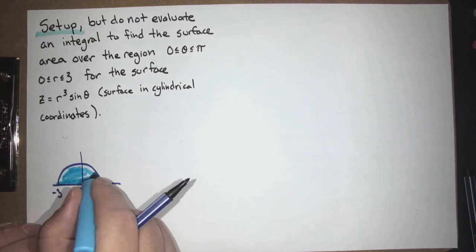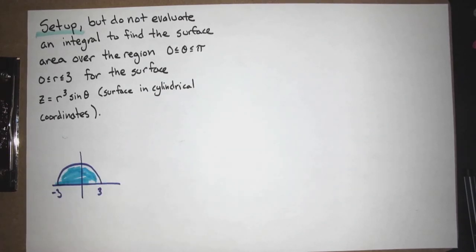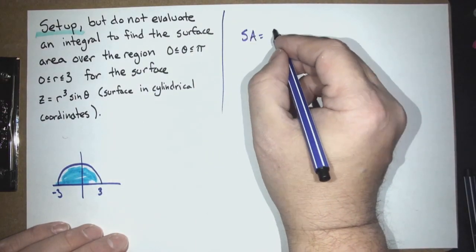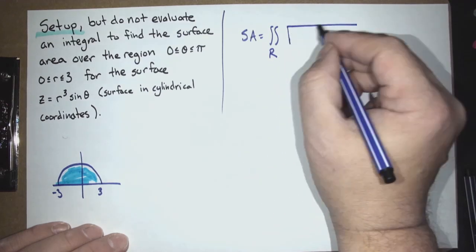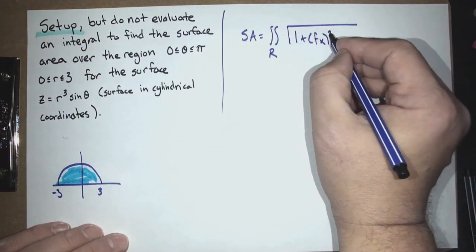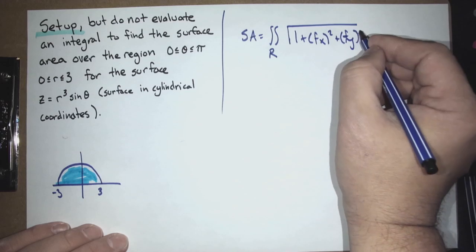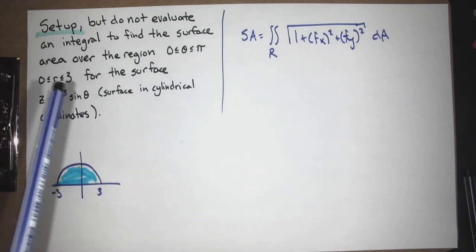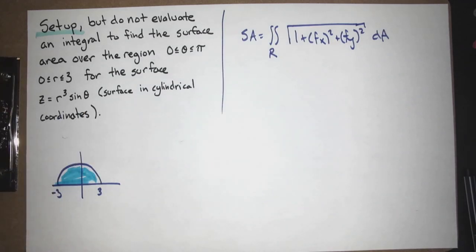Now, you say, great. We just have to set up our formula. And we have a formula. It's the integral over our region, square root of 1 plus f_x squared plus f_y squared dA. Now, say, we're almost done. We have the formula, we have our region. We just have to find f sub x and f sub y. What's our problem? It's in r and theta, not x and y.